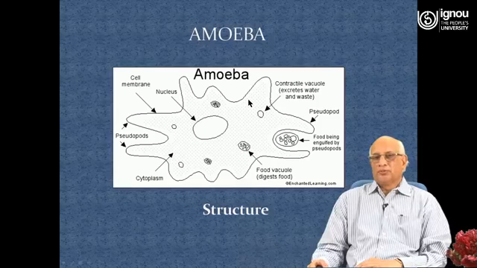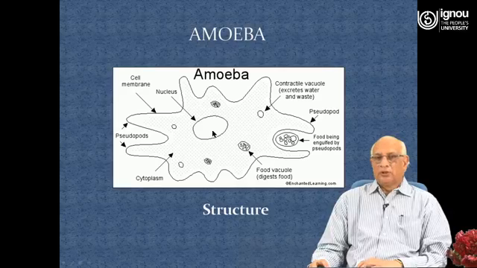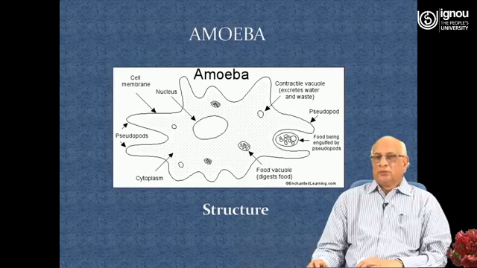The outer part is the pellicle, the inner part is the protoplasm, divisible into two parts, ectoplasm and endoplasm. A nucleus of large size controls the vegetative and the reproductive activity of the animal. Food vacuoles are for digestion. Pseudopodia are for locomotion, and the method of reproduction is by binary fission.